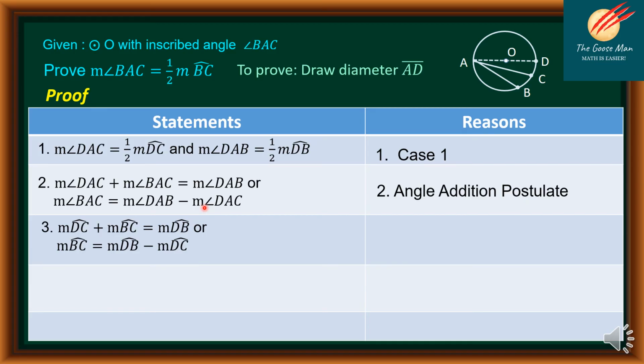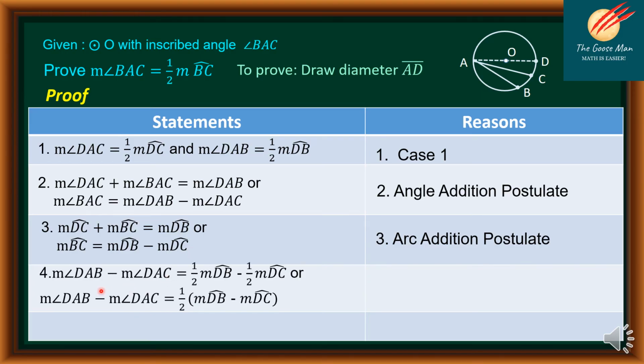For number 3, we have arc DC plus arc BC is equal to arc DB, or the measure of arc BC is equal to the measure of arc DB minus the measure of arc DC. I can say here this is the arc addition postulate.